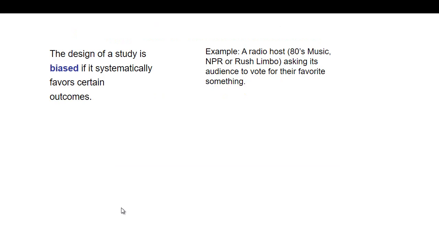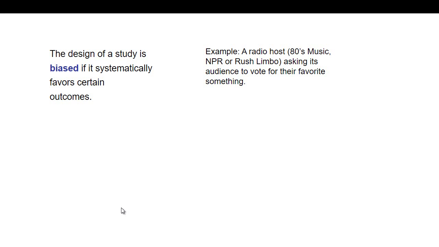The design of a study is biased if it systematically favors certain outcomes. For example, a radio host, 80s music, NPR, or Rush Limbaugh, asking its audience to vote for their favorite something, right? Well, obviously, people who listen to 80s music love 80s music, so they will always vote favorably toward 80s music.